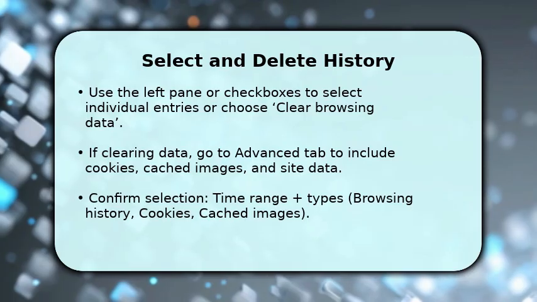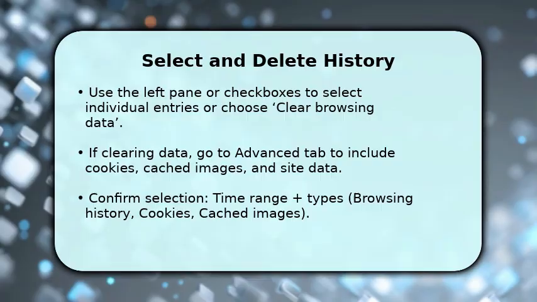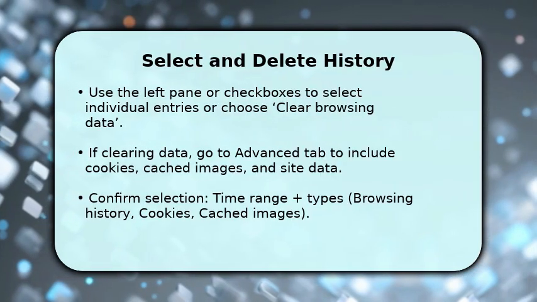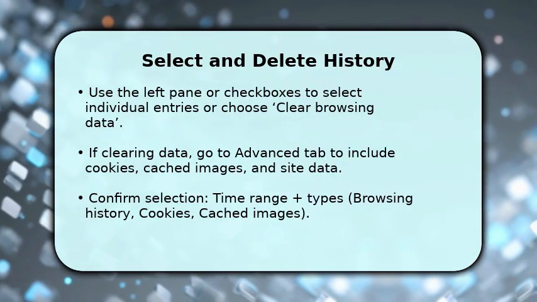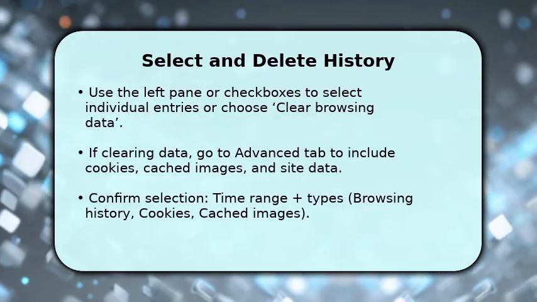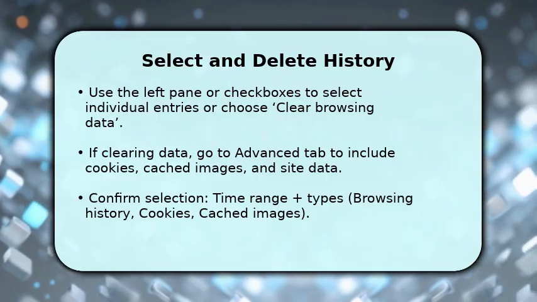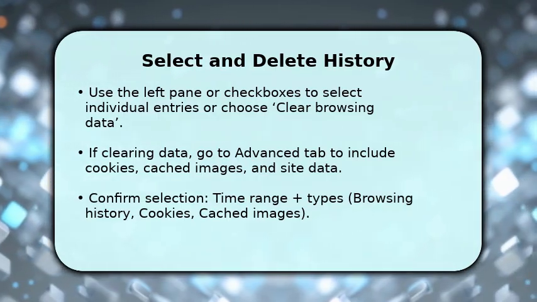If you need a full wipe, choose Clear Browsing Data, switch to Advanced, and include Browsing History plus cookies and cached images if you want deeper removal. Once you set the time range and types, click Clear Data. This ensures not just the list, but also local caches tied to searches are purged when intended.